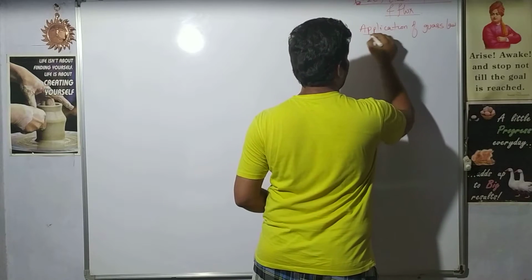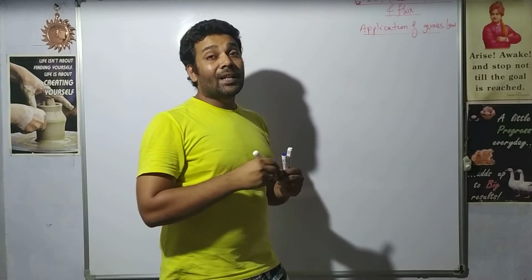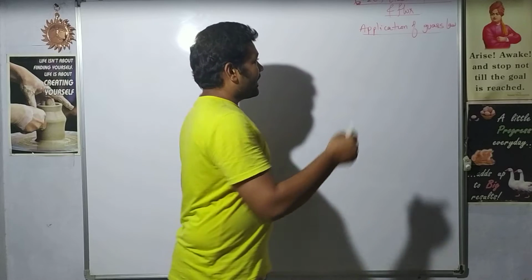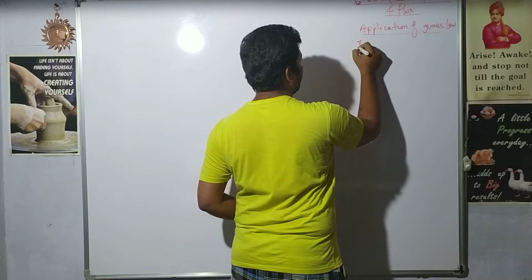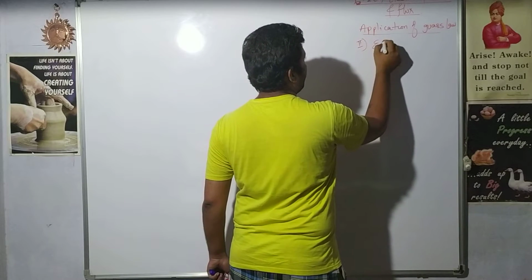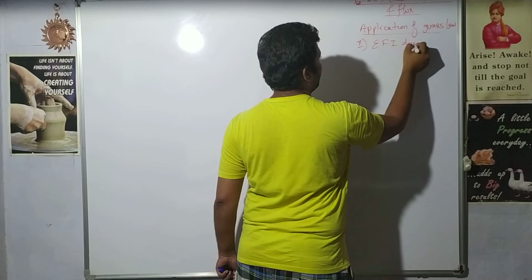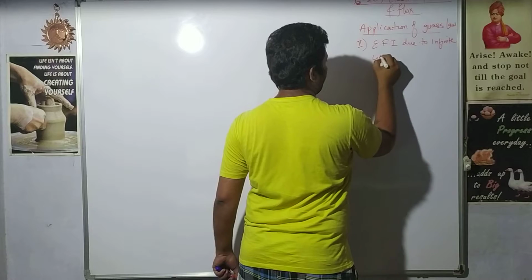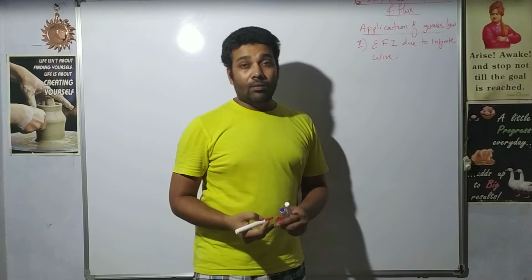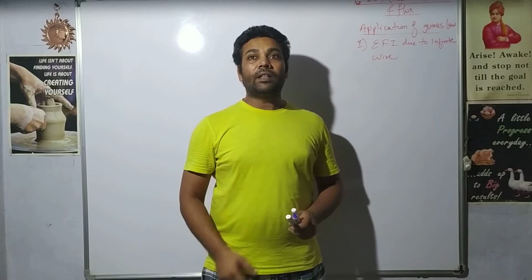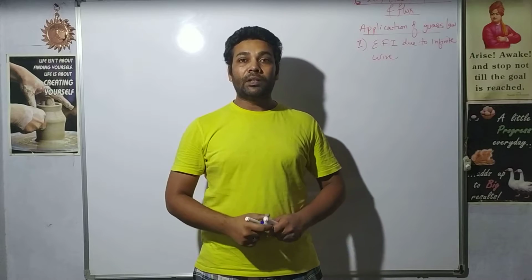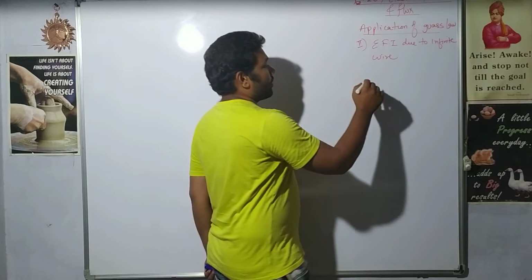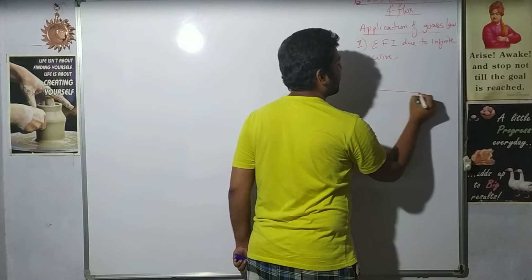The first application of the Gauss law we have already seen, that is we have obtained the Coulomb's law from the Gauss law. Then the second application of the Gauss law is to find out the electric field intensity due to an infinite wire, right? Gauss law is used to find the electric field intensity due to multiple charge configurations. So let us see this infinite wire.